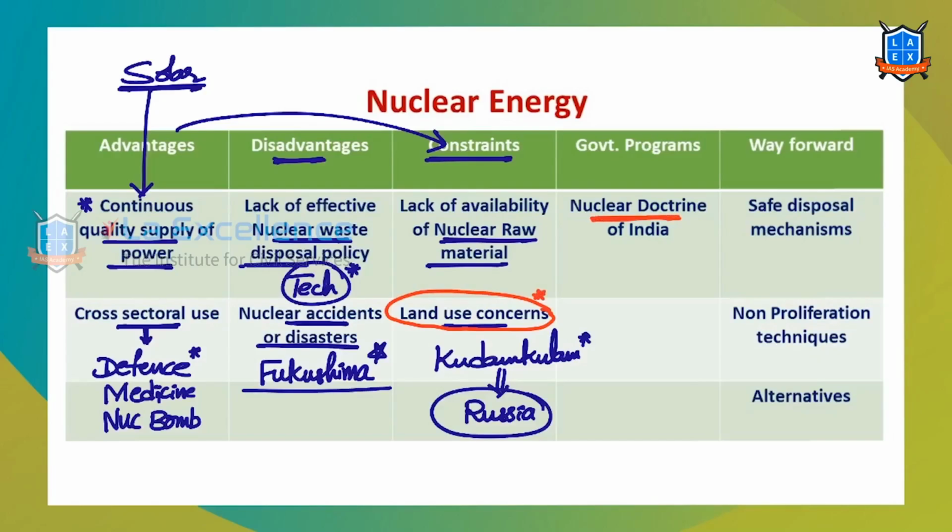Then what are the government programs? Specifically for nuclear power, we don't have any programs or policies, but for the use of nuclear weapons, we have a doctrine called the Nuclear Doctrine of India. That's a different concept.